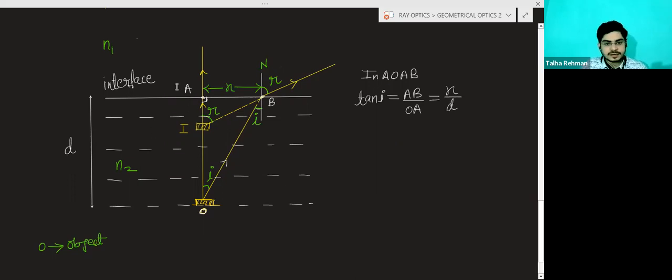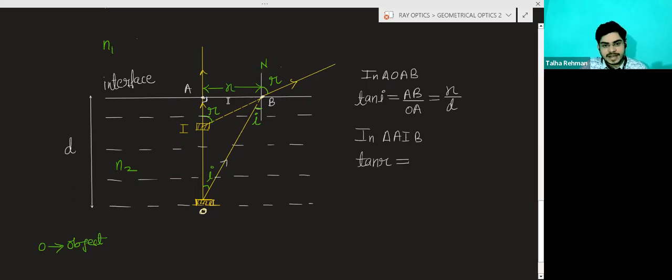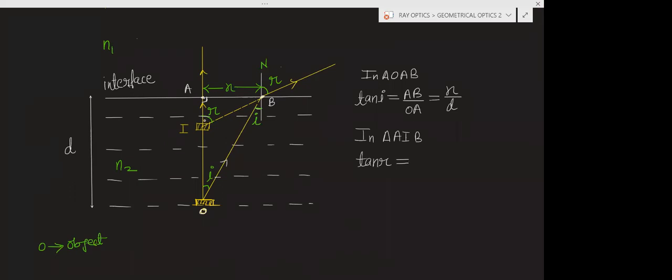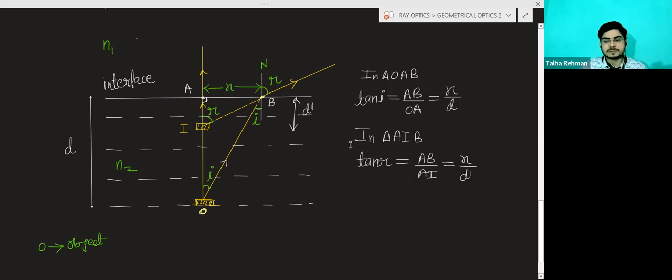Now see in triangle AIB, find tan of R. Tan of R can be given by x divided by AI, or you can say AB divided by AI. AB is x, and AI is this distance, meaning the apparent depth, D dash. D dash is the apparent depth.